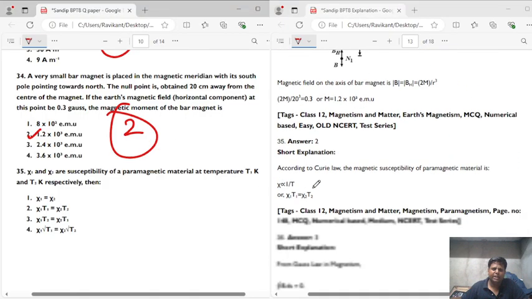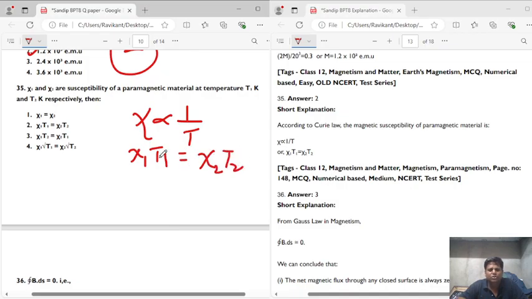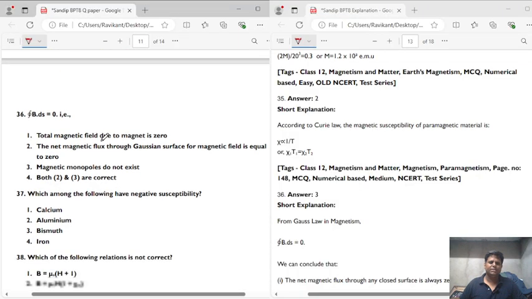Now let's get into question number 35. Question number 35 says Xi1 and Xi2 are susceptibility of paramagnetic material at temperature T1 and T2 respectively. Then the relation between Xi and T is Xi is inversely proportional to T. So we can say Xi1 into T1 is equal to Xi2 into T2. So this we have in option 2. So the correct answer for question number 35 is option 2, right? So let's see question number 36.